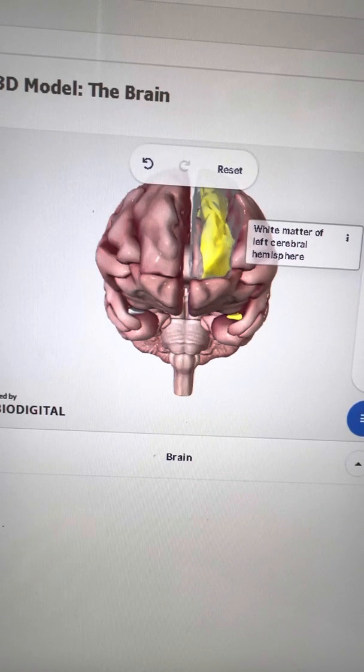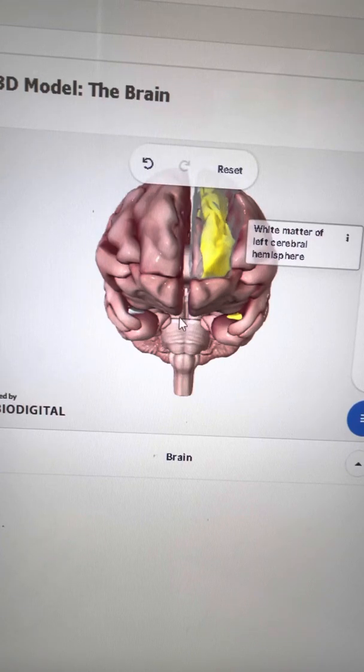Now, the cerebrum is comprised of two different types of tissue, gray matter and white matter. Gray matter forms the surface of each cerebral hemisphere, known as the cerebral cortex, and is associated with processing and cognition. White matter forms the bulk of the deeper parts of the brain, which is right in here. It consists of glial cells and myelinated axons that connect the various gray matter areas.